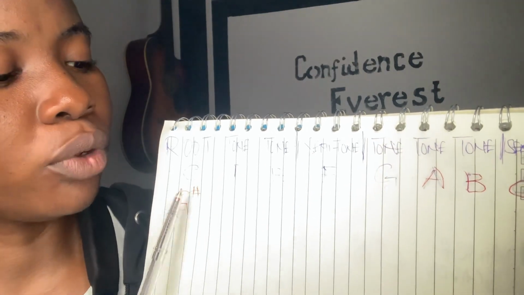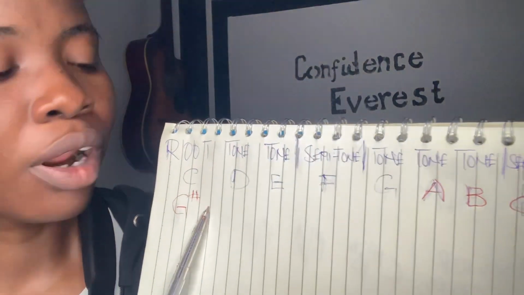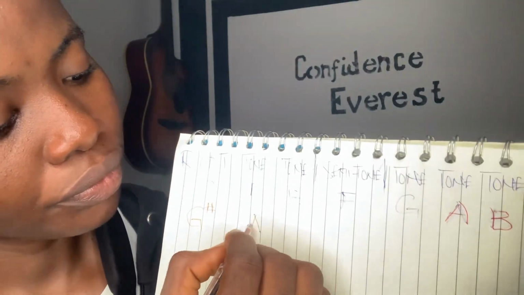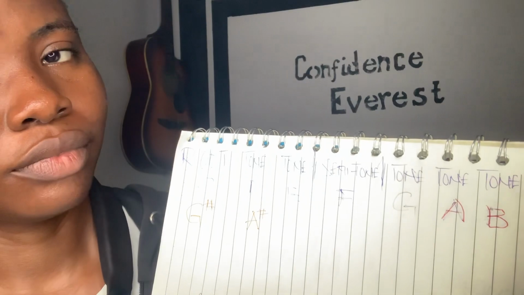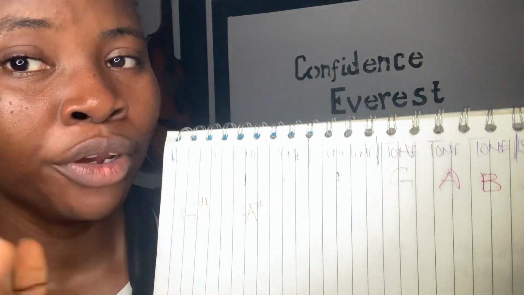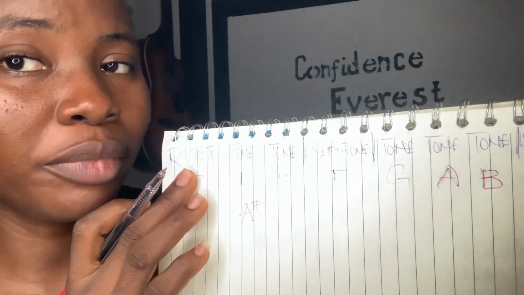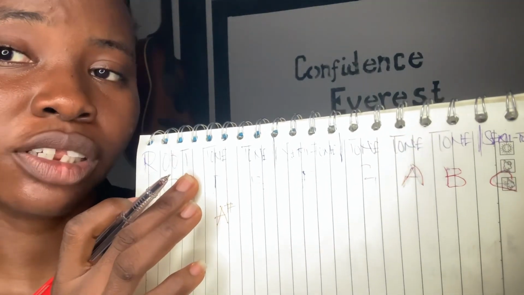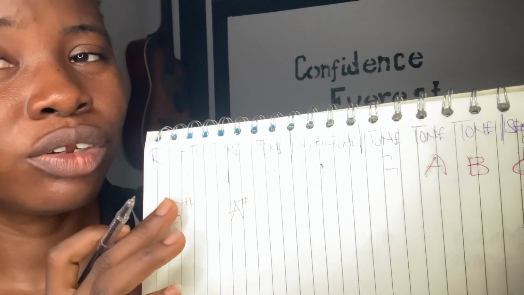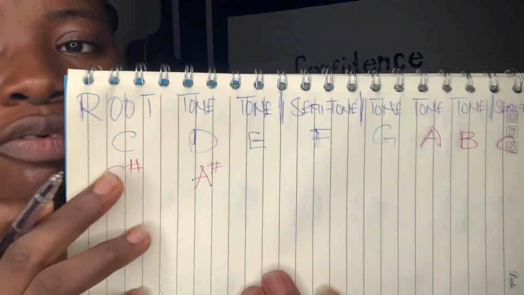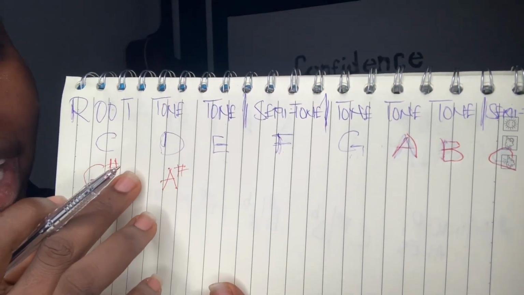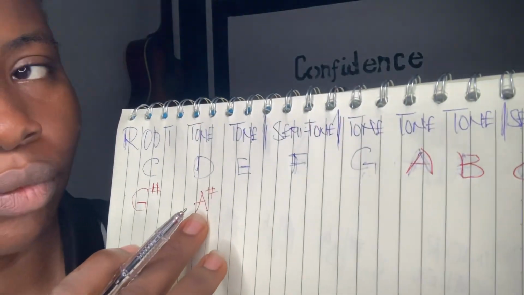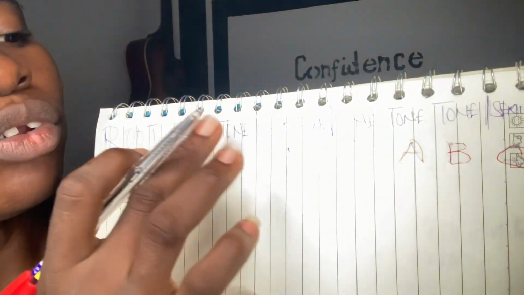From G sharp to A is a semitone, but from G sharp to A sharp is a tone, based on where we are starting from. Remember, we started from C major in our first note formation, and from C to C sharp happens to be a semitone. But now we are working on G sharp, that's A flat. From G sharp to A is a semitone, but from G sharp to A sharp is a tone. You get this? Now we'll move to the next tone.